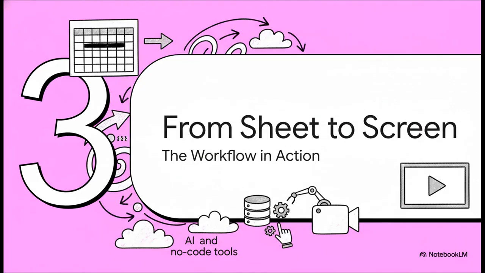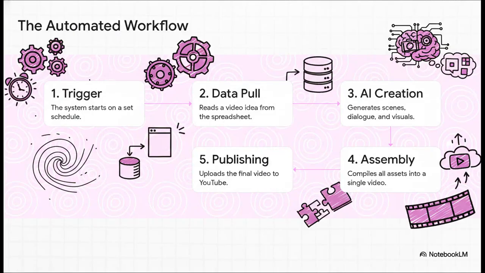Now, let's actually trace the journey from a simple spreadsheet to a full-blown video on your screen. It's a pretty fascinating process that takes just one line of text and turns it into a completely finished, published video. So the workflow itself breaks down into 5 key parts. First, a trigger just kicks the whole thing off on a schedule you set. Then it pulls the data, so it grabs a new video idea from that spreadsheet. Next step is AI creation, where it literally generates everything: the script, the visuals, you name it. After that, it assembles all those pieces into one video file. And finally, it publishes it straight to YouTube. And the whole time, nobody has to lift a finger.